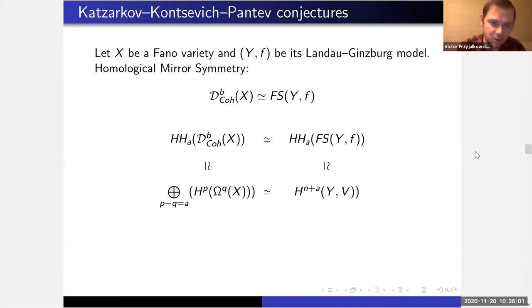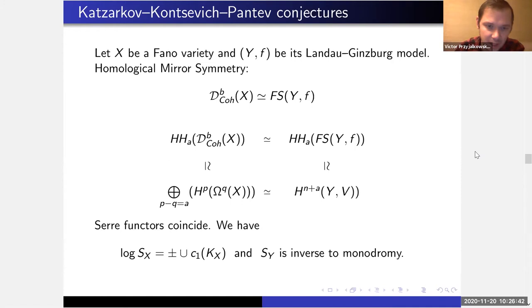And it is expected that the Hochschild homology of the Fukaya-Seidel category is, with some shift, the relative cohomology of the ambient space and a smooth fiber V. V here and in the following will be just any smooth fiber of the Landau-Ginzburg model. So we have this relative cohomology, and we expect this isomorphism of vector spaces, but not only that, the Serre functor should also coincide on both sides. The Serre functor, or its logarithm, for the Hochschild homology of the derived category of coherent sheaves is just multiplication by the canonical class.